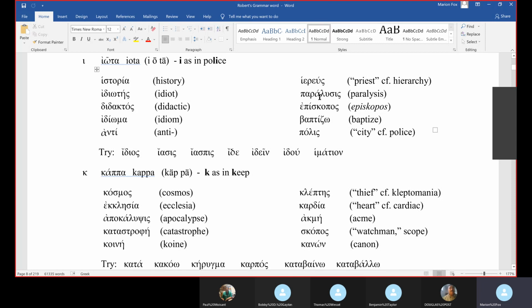Paralusis. So break it up. Paralusis. We put the accent over this second alpha. And of course, this is an iota. And so we have paralusis. All right. Then the iota is right here in this.